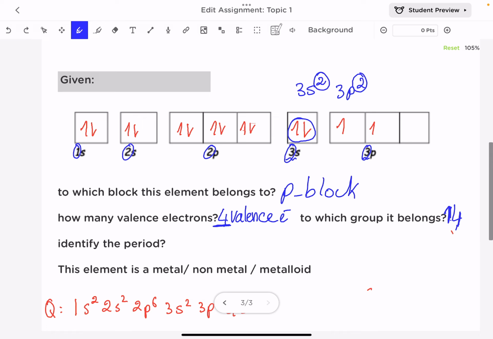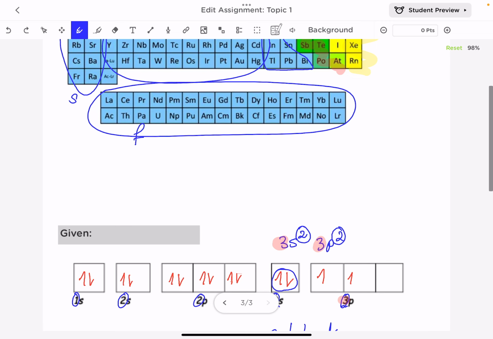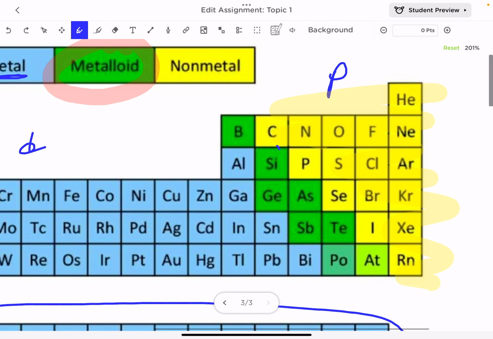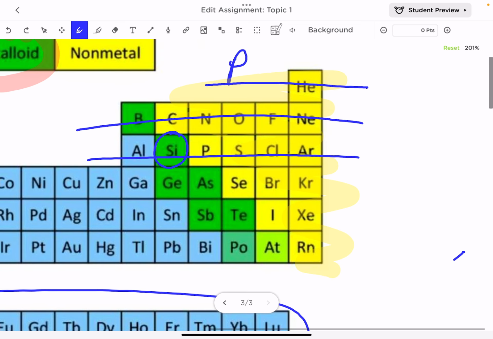Identify the period. The period will be the highest level reached again, which is 3. We finished in the horizontal line number 3. So this is period 3. Now, if we look at this element in the periodic table, it is 3p2. This means that this element is silicon. This is the first line. This is the second line. This is the third line, or I mean period 3.